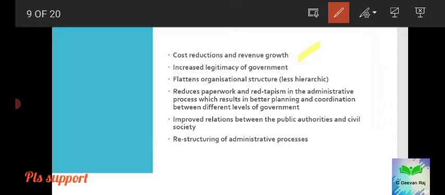Next point is improved relations between public authorities and civil society. So, e-governance can also help in improving the relations between the public authorities and civil society. Another major point is restructuring the administrative process. So, e-governance can also help in restructuring or changing the structure of the administrative process in a better way.